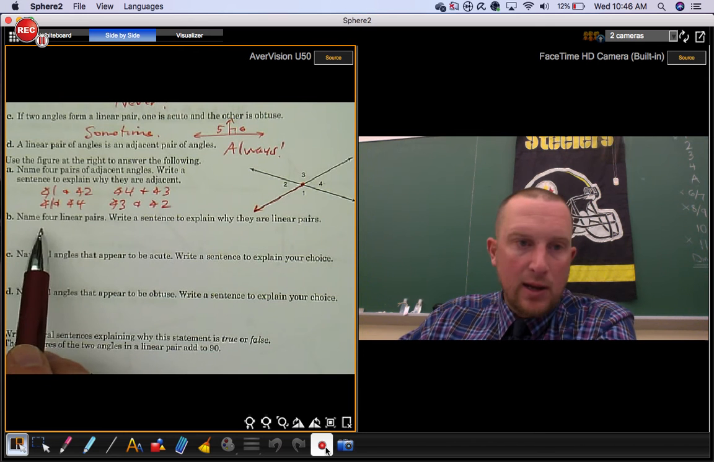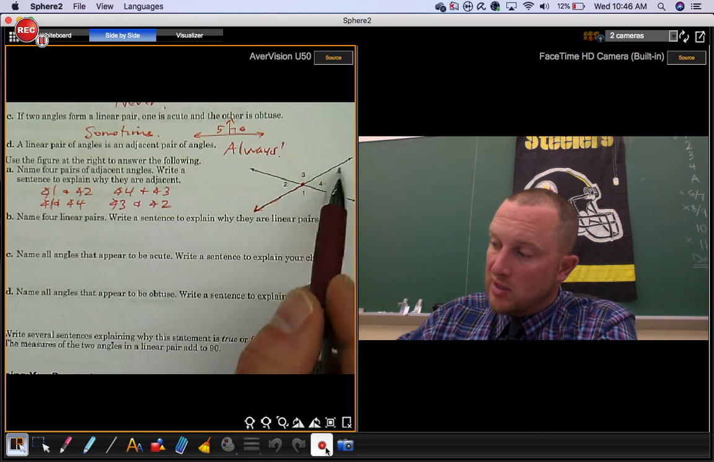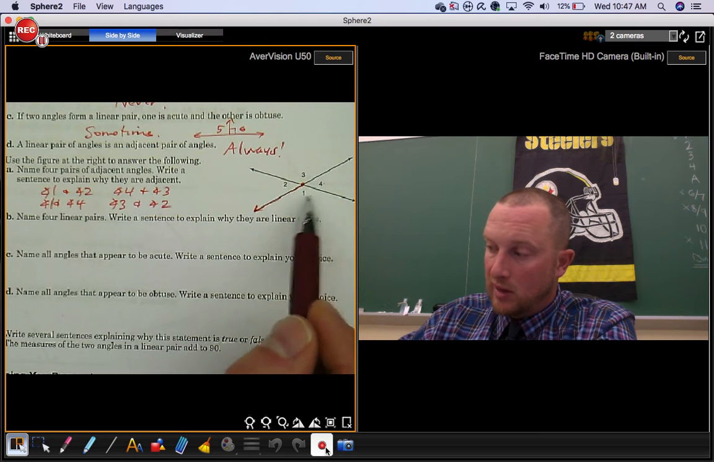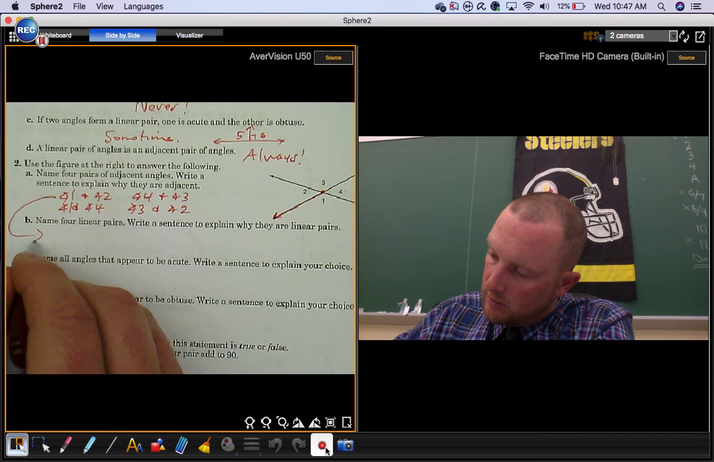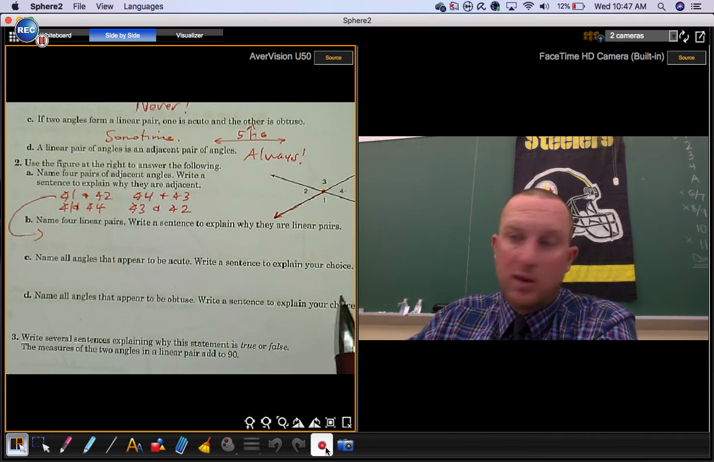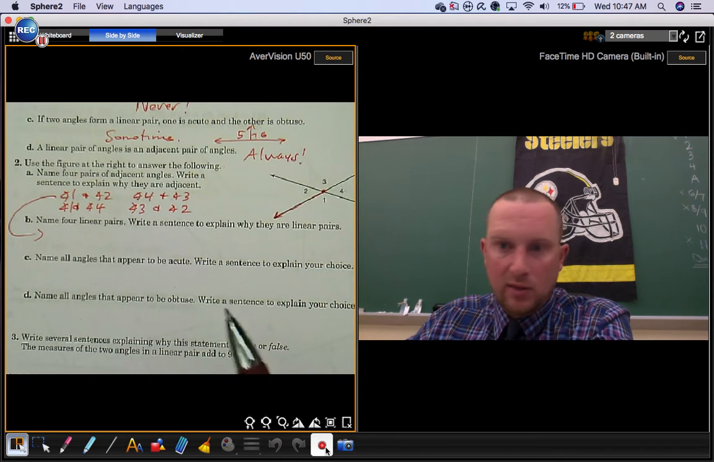Now, they just so happen to be linear pairs also. These adjacent angles make a line in every single case. These two make a line, these two make a line, these two make this line, and these two make that line. So name the four linear pairs. It's these same ones. Why are they linear pairs? They're adjacent and they make a line. So you need to write that.